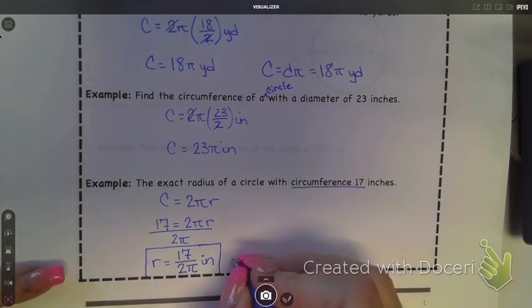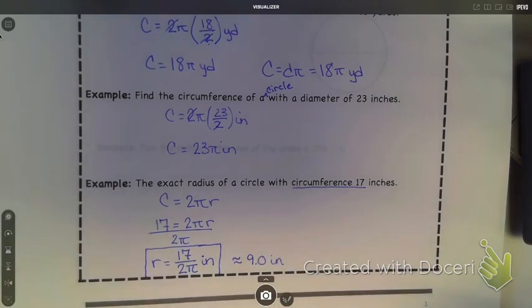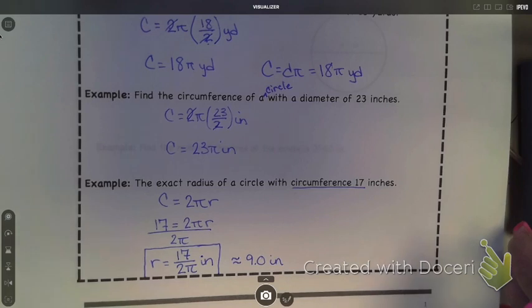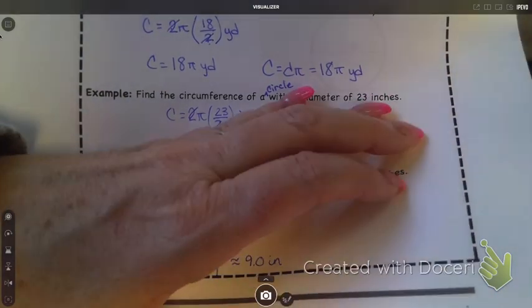Yeah. If you put it into a calculator, it's like 9.00. So it's approximately 9 inches. So can I use this formula to find other things? Could I find the diameter if it gave me a circumference also? Yeah. I just wouldn't divide it by the 2, would I? It would be 17 pi. So it'd be 18. Okay, area.